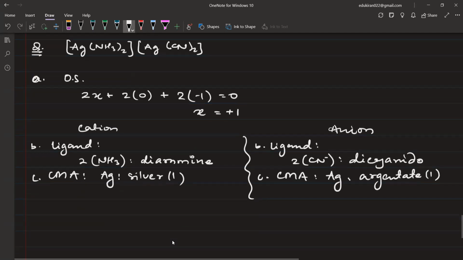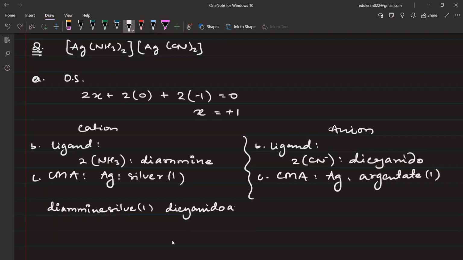Now mix both of them. First, in the cation, in the coordination entity we'll write the ligands first. So it will be diammine. After that we'll write silver(I). Then we will give a space, and in the anion also we'll write the ligand first, that is dicyanido, then argentate(I). Write it, guys. Cation first, anion later.